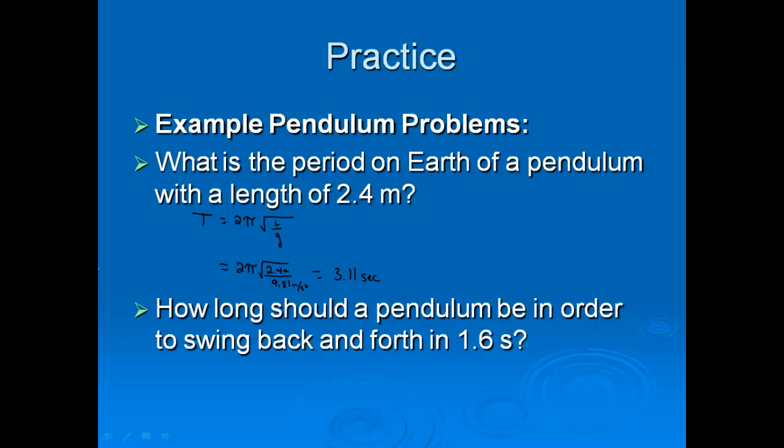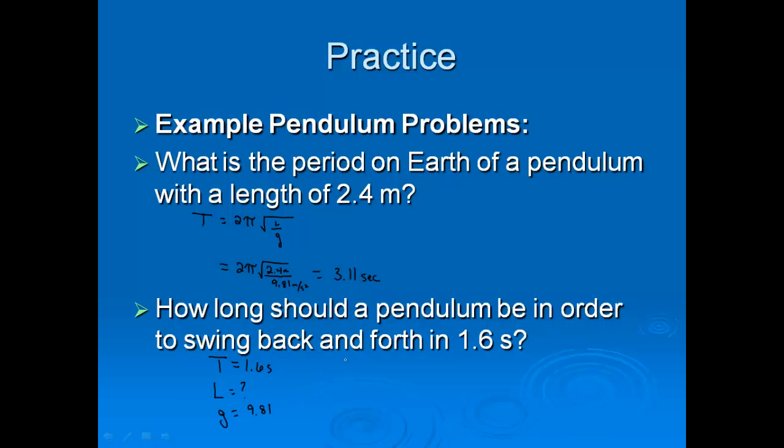Okay, the next question is asking us to solve for a different variable, so it's a little bit more complicated, but not by much. So how long would a pendulum be in order to swing back and forth in 1.6? So that is our period. So we have the period is 1.6 seconds. I'm going to look for the length. That's the part I don't know, but of course I do know my gravity.